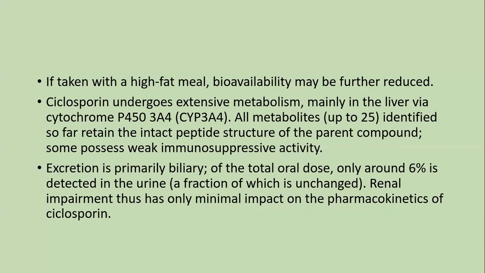Cyclosporine undergoes extensive metabolism mainly in the liver via cytochrome P450 3A4. All metabolites, up to 25, retain the intact peptide structure of parent compound and some possess weak immunosuppressive activity. Excretion is primarily biliary. Of total oral dose, around 6% is detected in urine, a fraction of which is unchanged, and renal impairment thus has only a minimal impact on pharmacokinetics of cyclosporine.